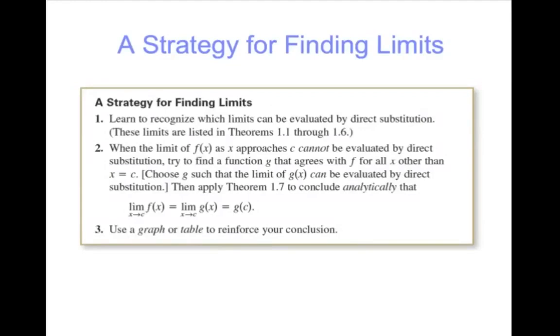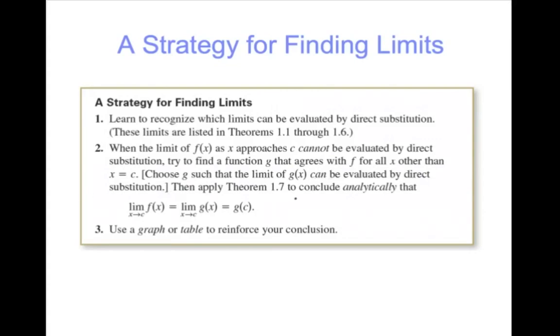Now let's just look real briefly at a summary of some of the strategies that we've seen so far for finding limits. We've seen first that we can learn to recognize which limits can be evaluated by direct substitution. And those limits are listed in Theorems 1.1 through 1.6. Second, when the limit of f of x as x approaches c cannot be evaluated by direct substitution, try to find a function g that agrees with f for all x other than x equals c. Choose g such that the limit of g of x can be evaluated by direct substitution.